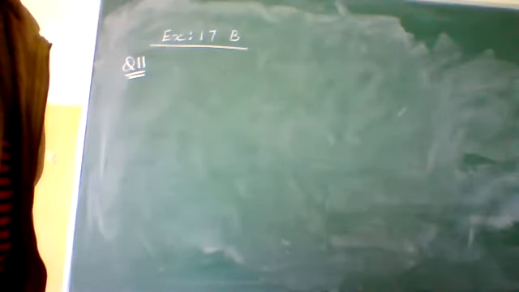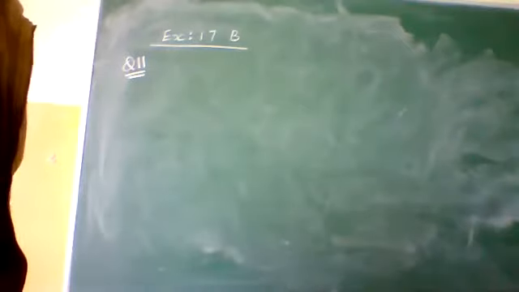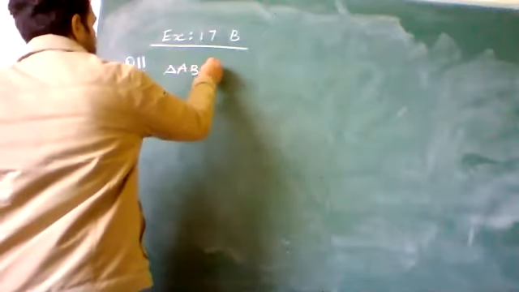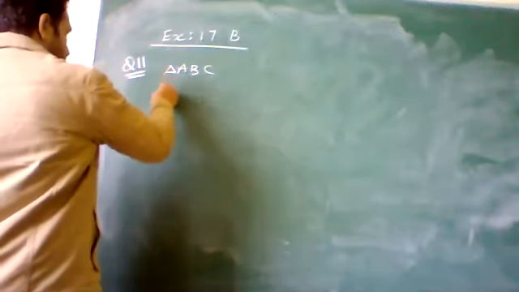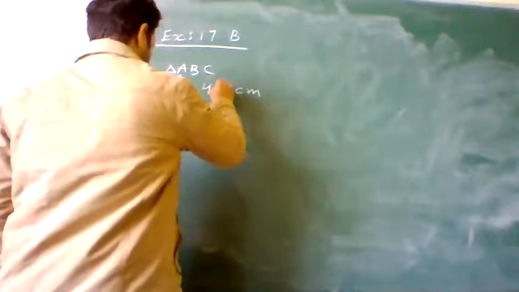Construct a triangle ABC in which BC is equal to 4.8, angle C is 90, and AB is equal to 6.3 centimeters. Okay, so this is a little different than the others. This is the fourth type of question. I will explain what is different in this. First of all, BC is 4.8 centimeters, and you have to construct triangle ABC.